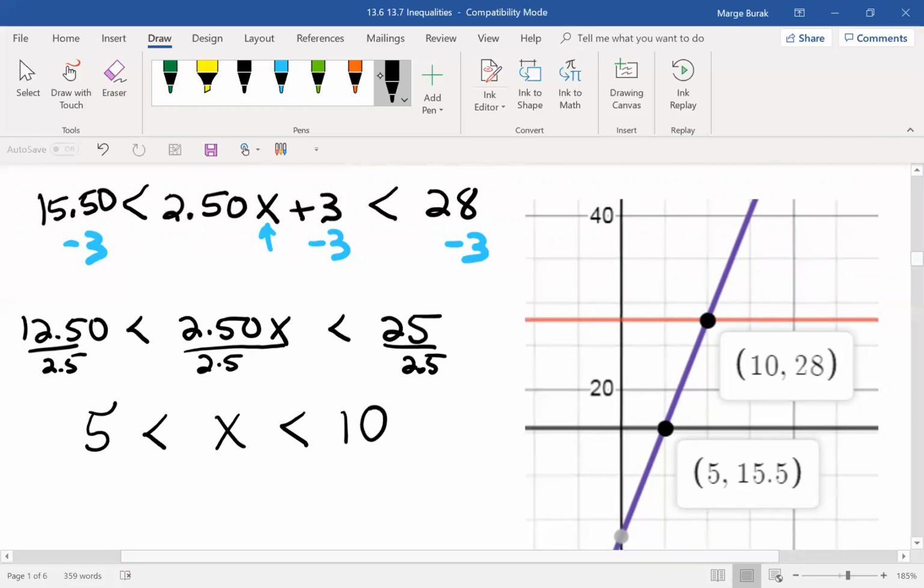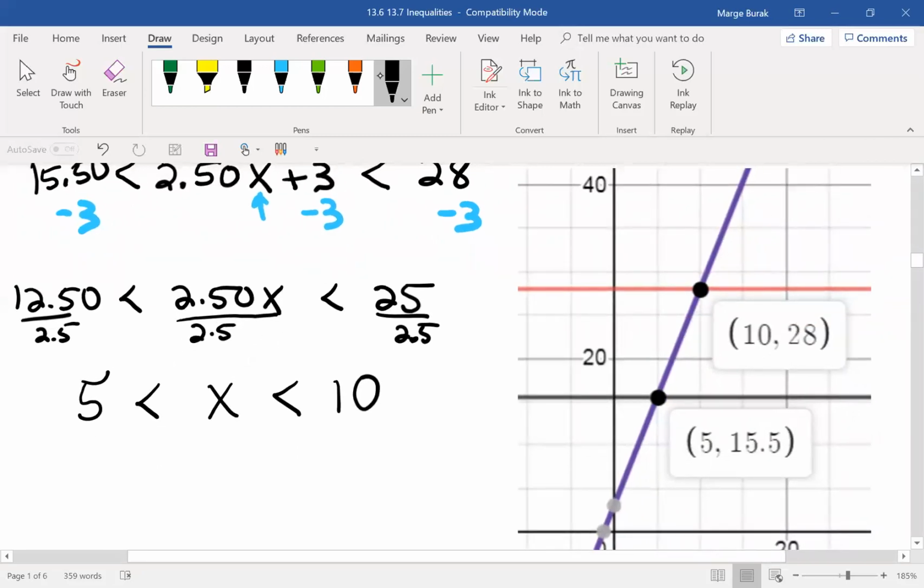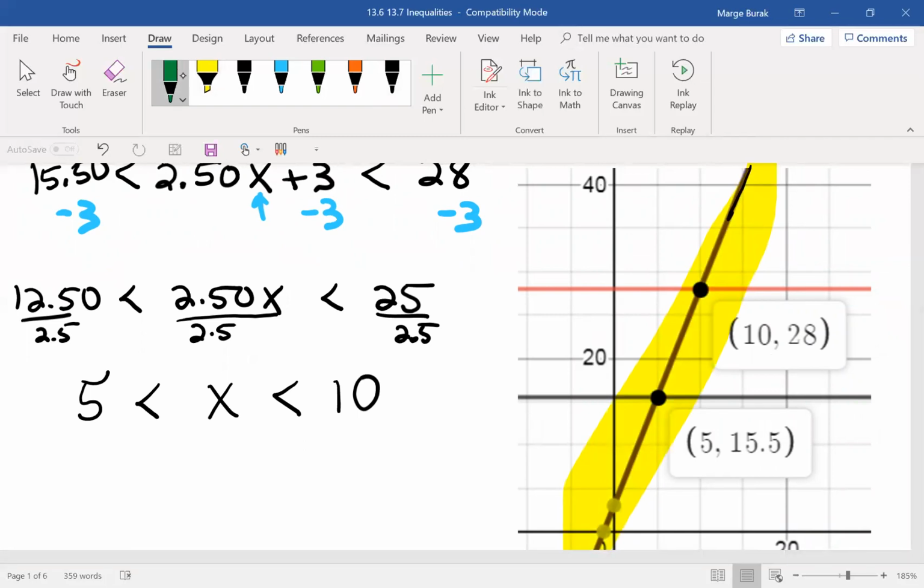Now on the right here is a graph of this. And so the purple line is my 2.50x plus 3. And then I have my 15.50 as my low, and then 28 is my high.